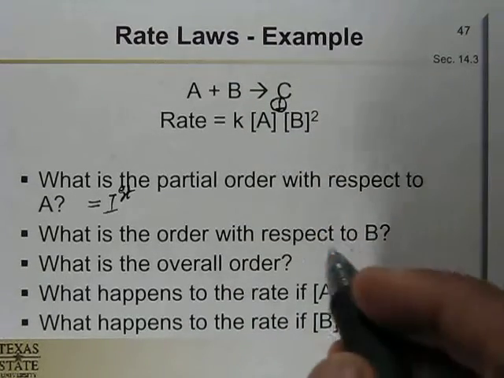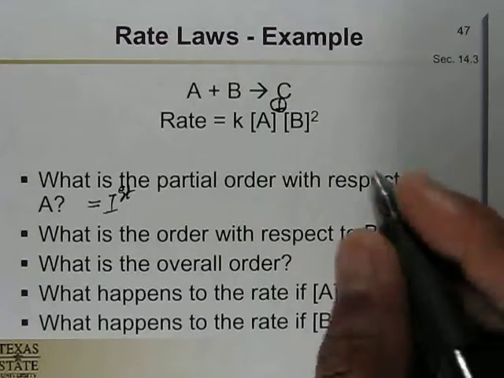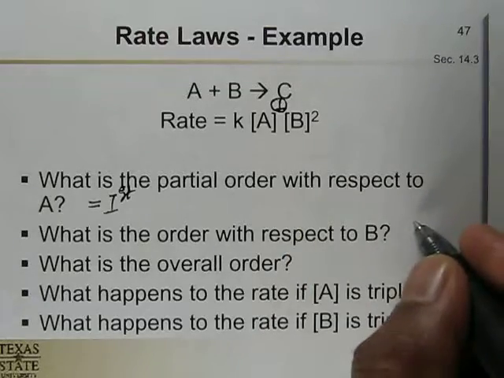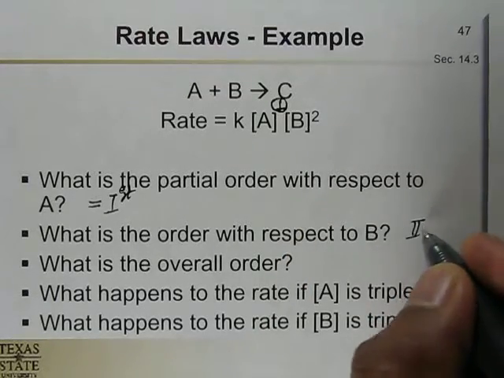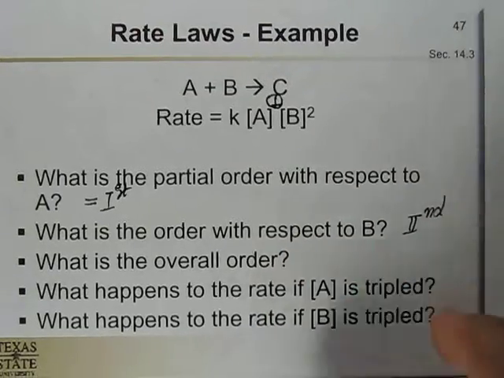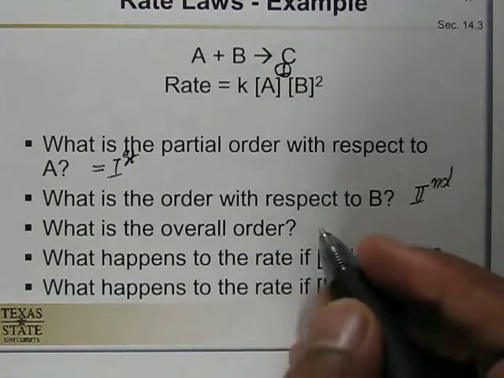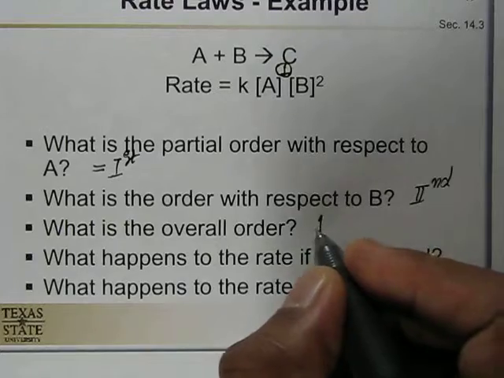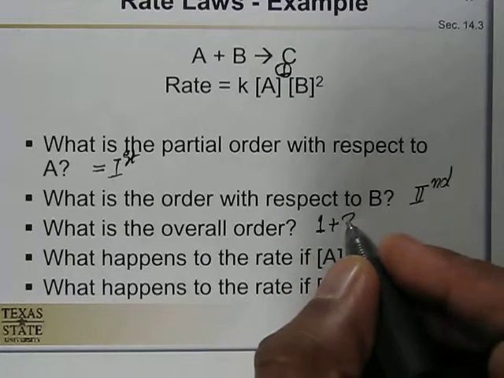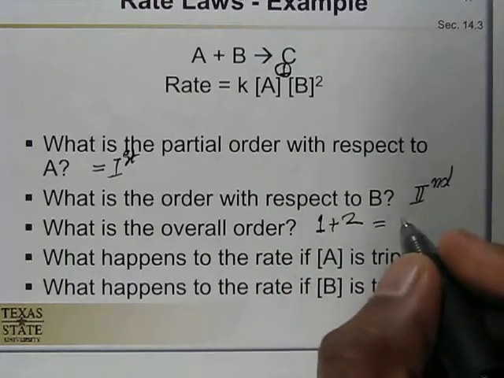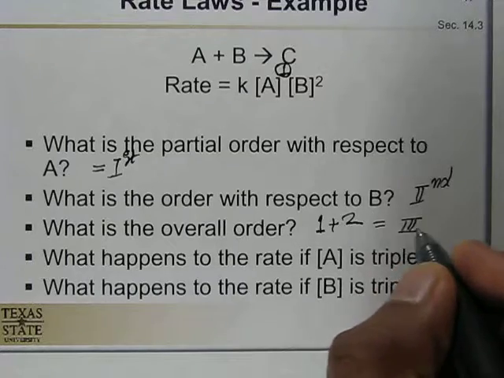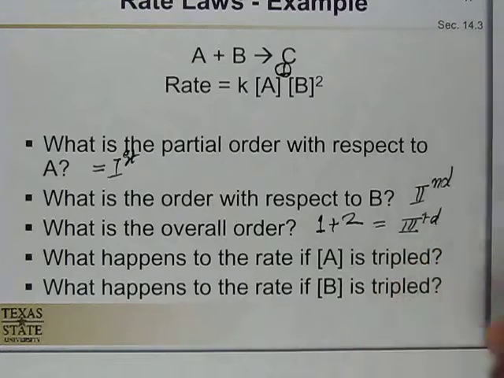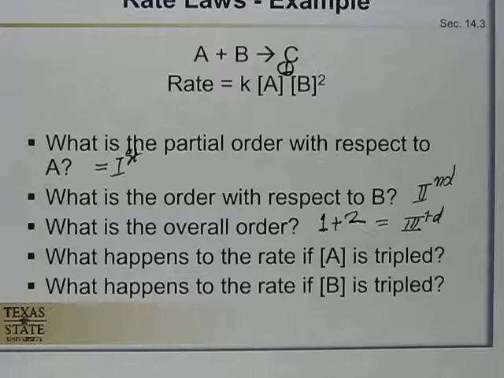What is the order with respect to B? It would be second order, because its power is 2. So this will be second order. What is the overall order? For the overall order we have to add all these exponents: third order. So the overall order of the reaction will be third order.